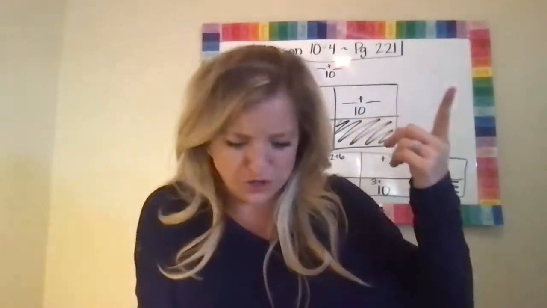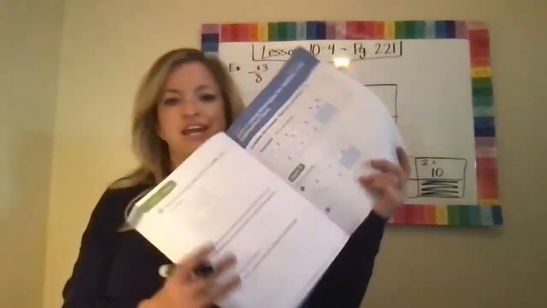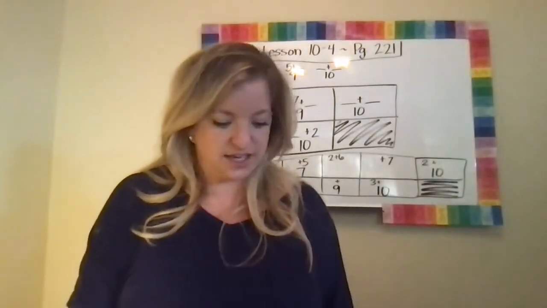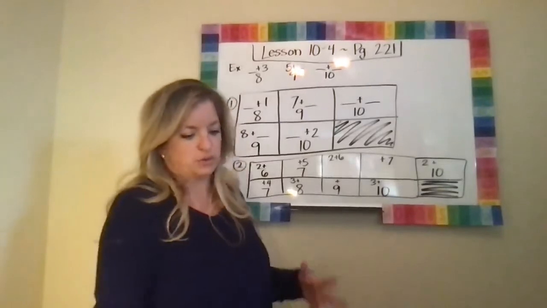I know it's not called that. It's called using strategies for addition and subtraction effects. But this is where you're really honing in on those patterns and looking for those different strategies to solve these problems. So I'm on page 221. We're on lesson 10, session 4, and you'll see some more tables. Looks like this, and it says complete the example, then solve problems 1 through 4.